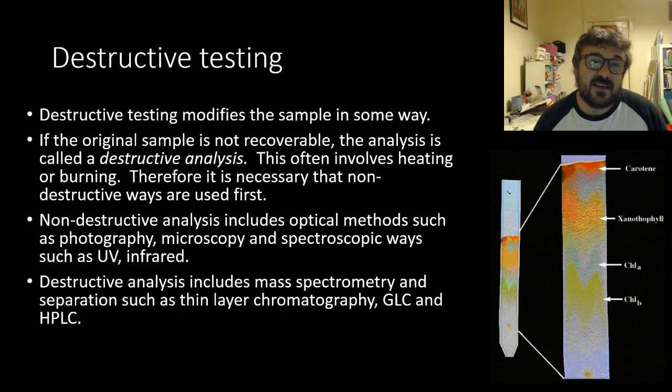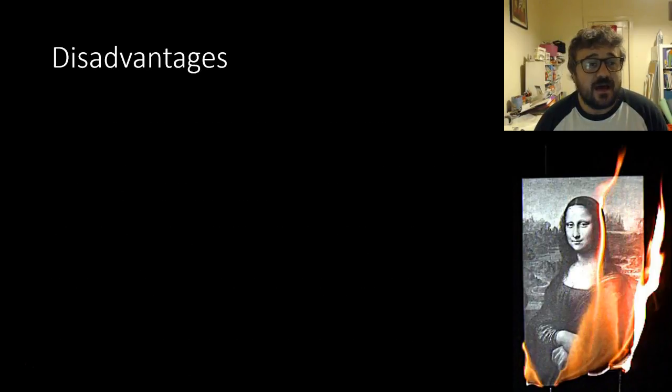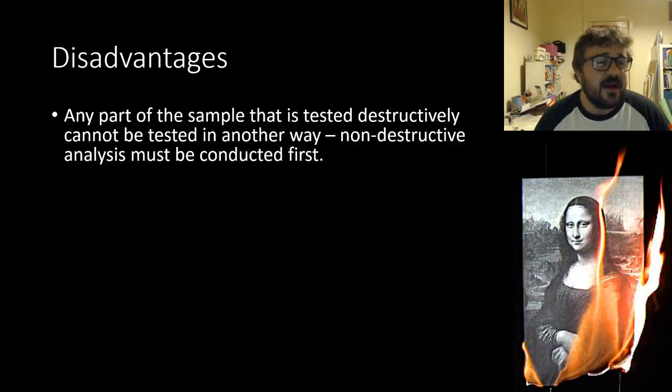Destructive analysis includes things such as mass spectrometry and separation techniques such as thin layer chromatography like we have over here, GLC, which is gas liquid chromatography, or high performance liquid chromatography, and various others. Basically, destructive analysis can also include any analysis which will cause a chemical change to occur. So there are some disadvantages. Any part of the sample which is tested destructively cannot be tested in another way. Non-destructive analysis must be conducted first.